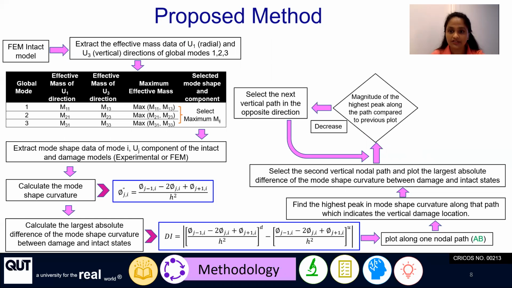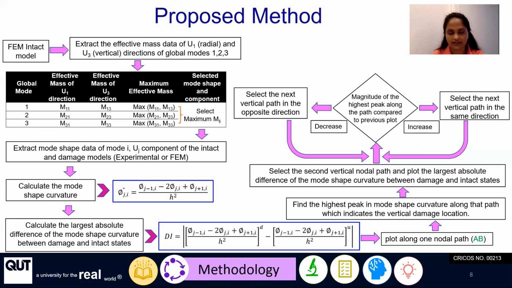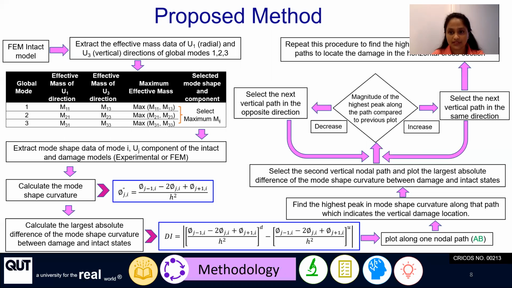Let's say if the magnitude of the highest peak along the path compared to the previous plot increases, then we can select the next vertical nodal path in the same direction. We have to repeat this procedure until we find the highest peak among these nodal paths to locate the damage in the horizontal cross-section. This is the proposed method.